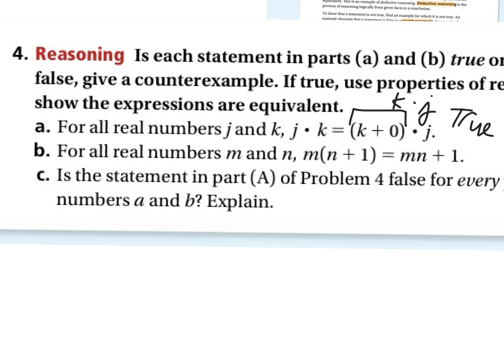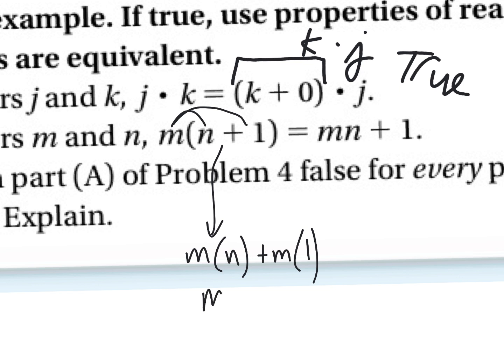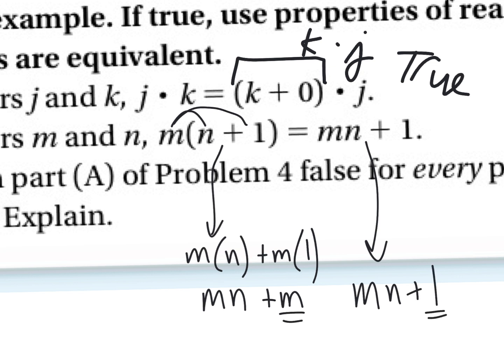Part B, for all real numbers m and n, m times the quantity n plus 1 equals mn plus 1. So one thing we could do on these is use the distributive property. So that would be m times n plus m times 1. So that'd be mn plus m. The other side we had mn plus 1. So this is not always going to be the same. If m equals 1, then it would work, but otherwise those are not going to be equal, so that one would be false.